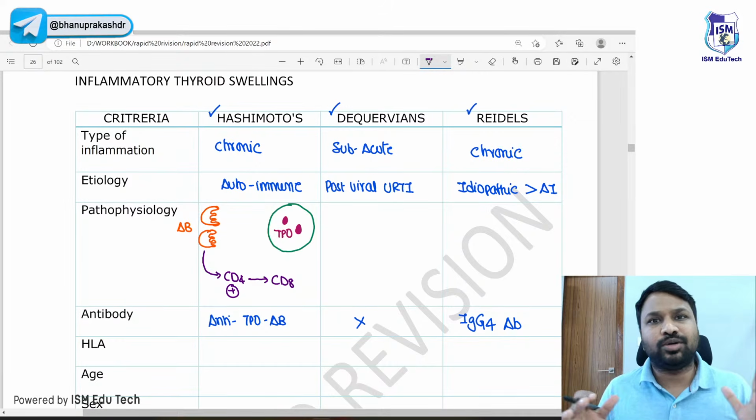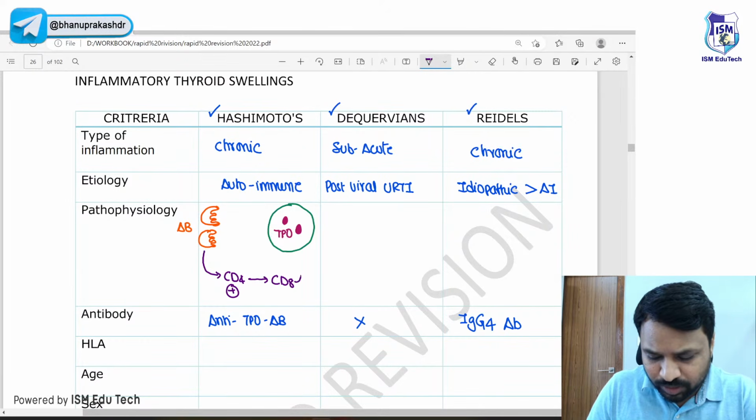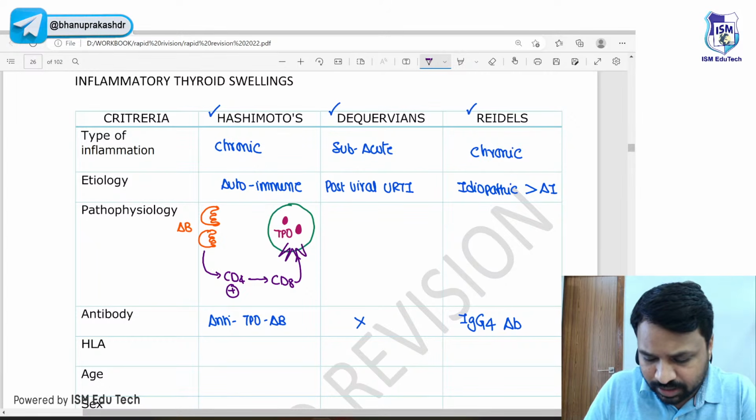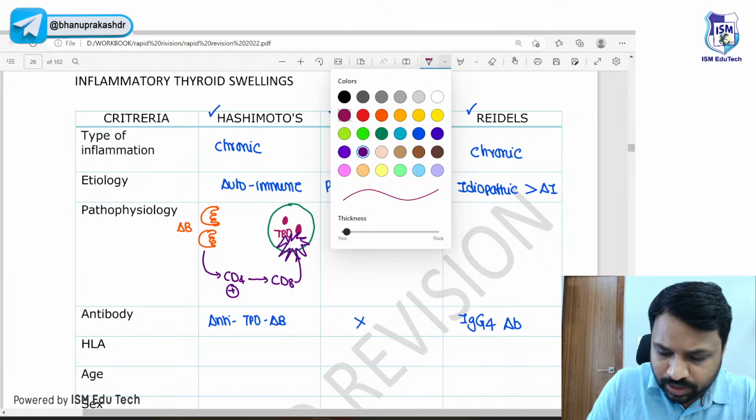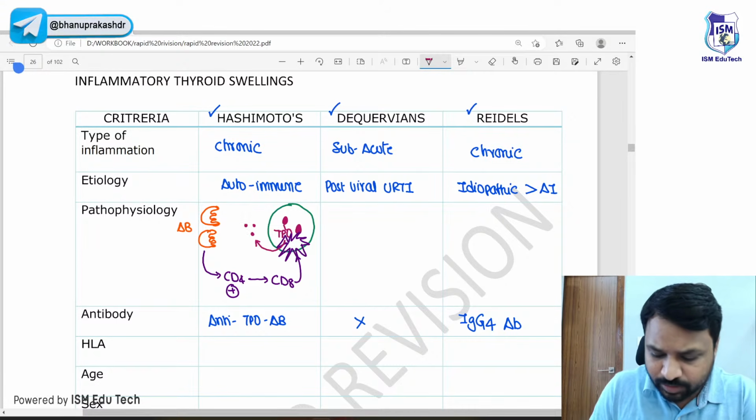The problem with CD8 cells is they don't talk. They directly go and just kill. So this CD8 cell goes without talking to the follicle. The follicle is trying to explain, but it just gets killed, and then it disrupts the follicle. This disruption will cause two problems. One, it will release the thyroperoxidase enzyme, so TPO is being released out. You will see the TPO released, and these antibodies will take care of it.